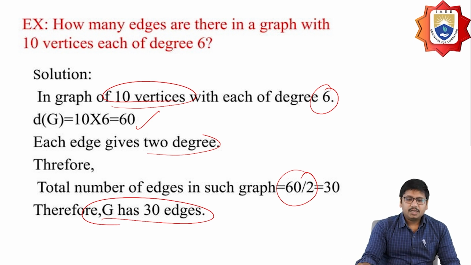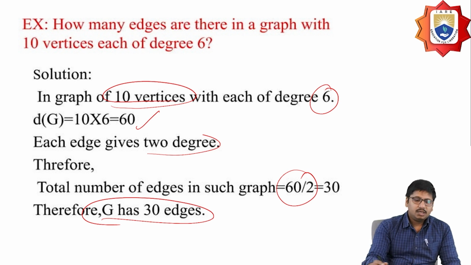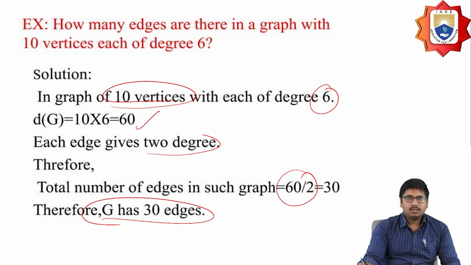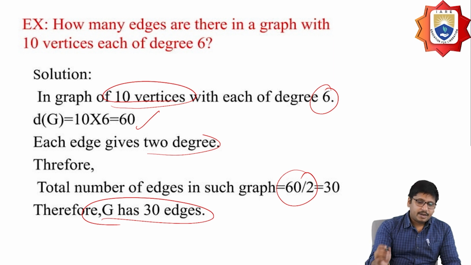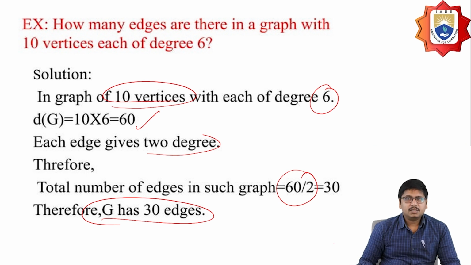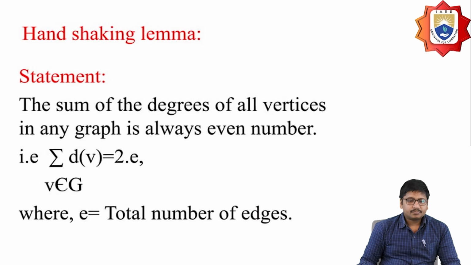So how many edges are there in the graph? If a graph has 10 vertices of degree 6, then the degree of the graph is 10 into 6. That means each edge contributes 2 degrees. So to find the total number of edges in the graph, we divide that by 2 to get the total number of edges.